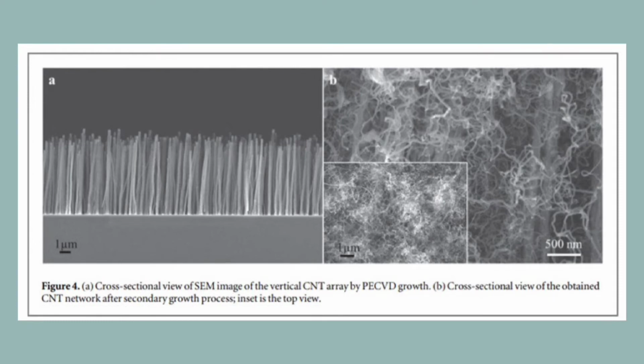After the secondary growth process in the tube furnace, a network of CNTs is constructed, as shown in Figure 4b. It can be seen in the cross-sectional view of the SEM images that the space in the CNT array is filled up by a high density of finer secondary CNTs, which exhibit diameters in the range of 8 to 20 nanometers. Meanwhile, in the top view, the sample surface was completely covered by the secondary CNTs. The secondary CNTs have lengths up to several tens of micrometers and a winding morphology.